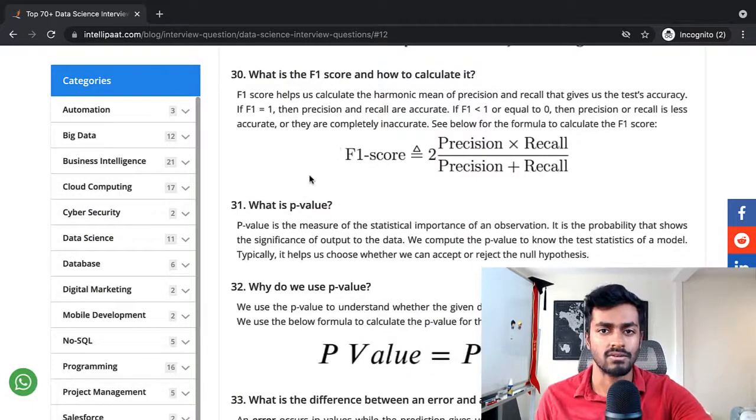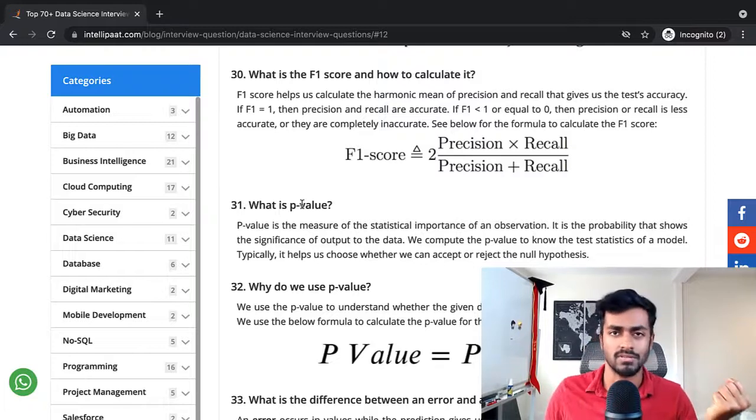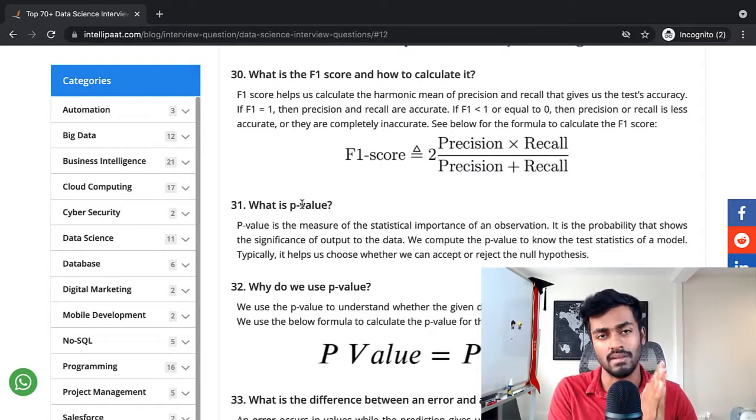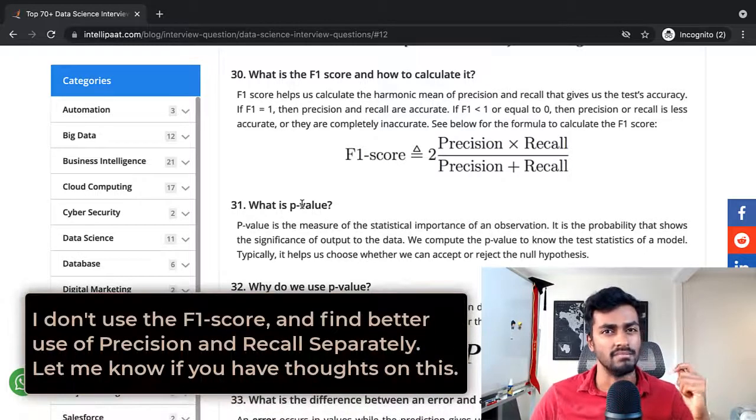As for the F1 score over here, F1 score technically tries to take the two metrics, precision and recall, and combine them into one metric. However, when stating this in an interview, I would probably err to say that it is not used as much, or I at least don't use it as much when I'm actually working on real projects.